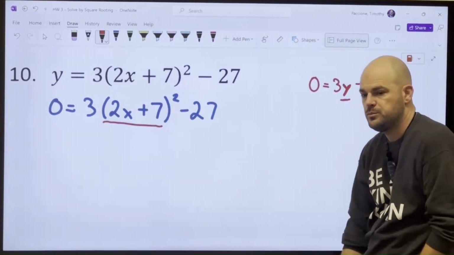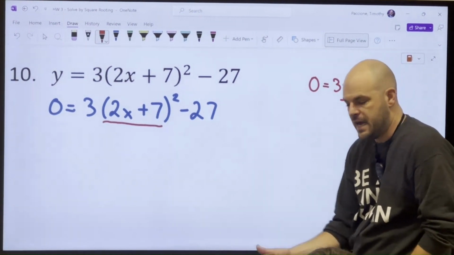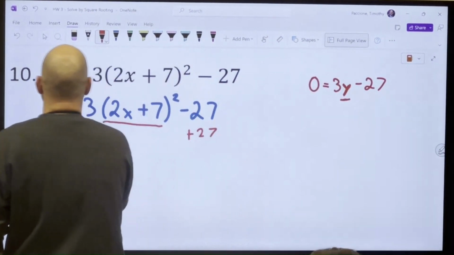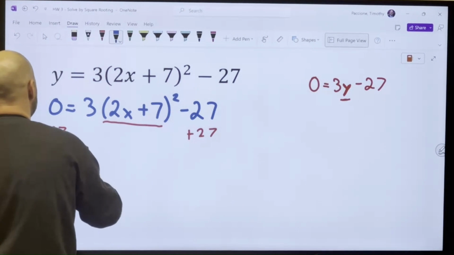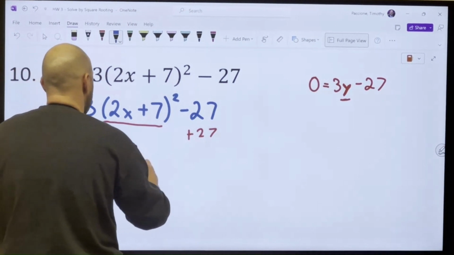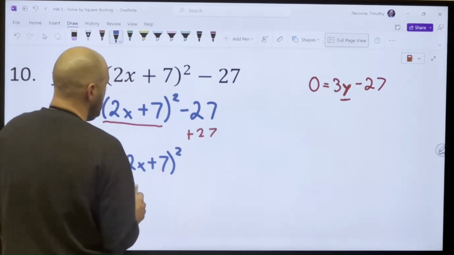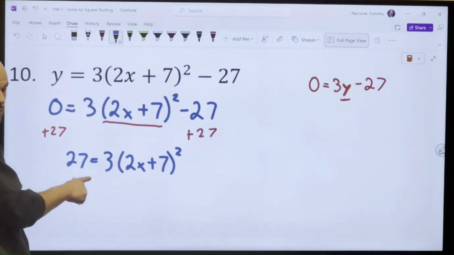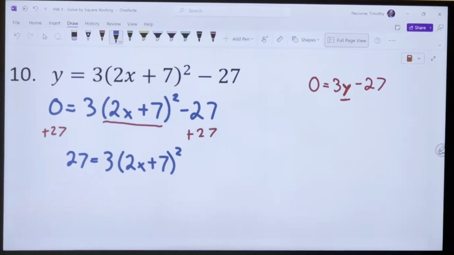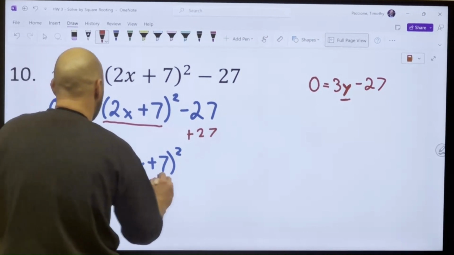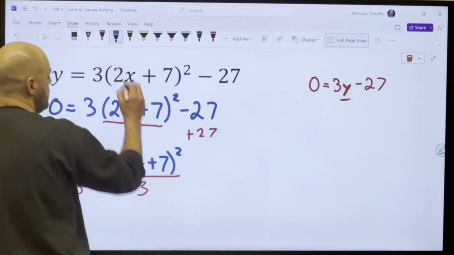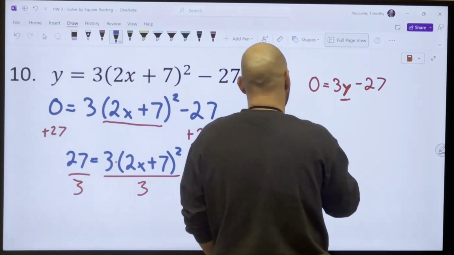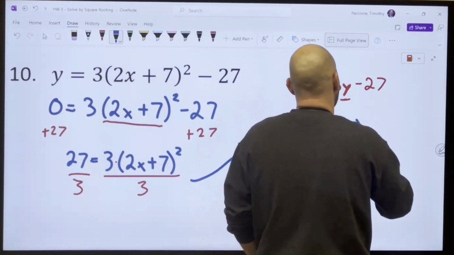So what are we going to do first? Add 27. And I get 27 equals 3 times 2x plus 7 squared. Now, I can't do anything with this because it's being squared, so I still need to get rid of the 3, right? I can't square root this until I get rid of that 3. So what's the 3 doing to this? Multiplying, so I divide. Divide by 3, divide by 3. Go over here. I get 9 equals 2x plus 7 squared.